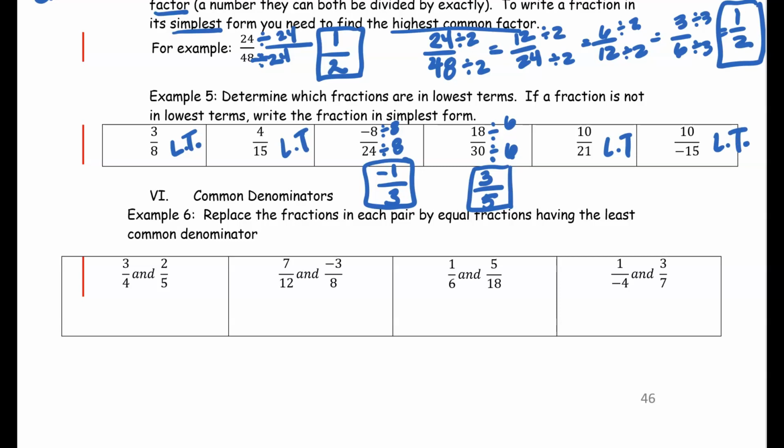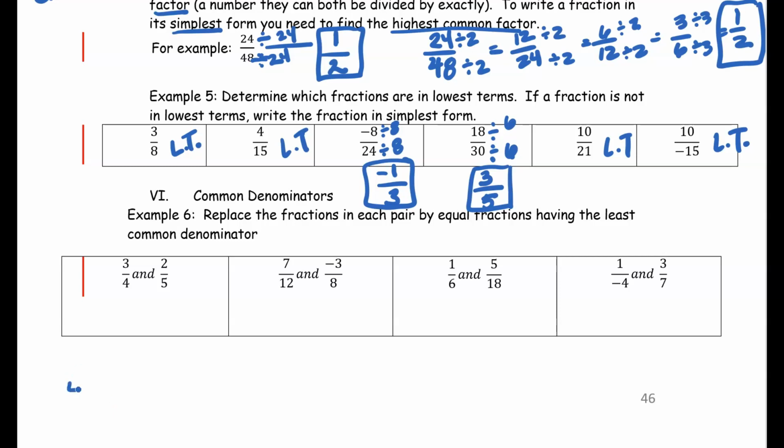So now that we've talked about lowest terms, we're going to jump into getting a common denominator. So this is something that we're going to need to do for the next chapter when we add and subtract fractions. So it says, example 6, replace the fractions in each pair by equal fractions having the least common denominator. So for example, 4 and 5, that's not a common denominator. Those numbers are different. So how could we make them the same? So think about numbers 4 and 5 and think about their least common multiple.